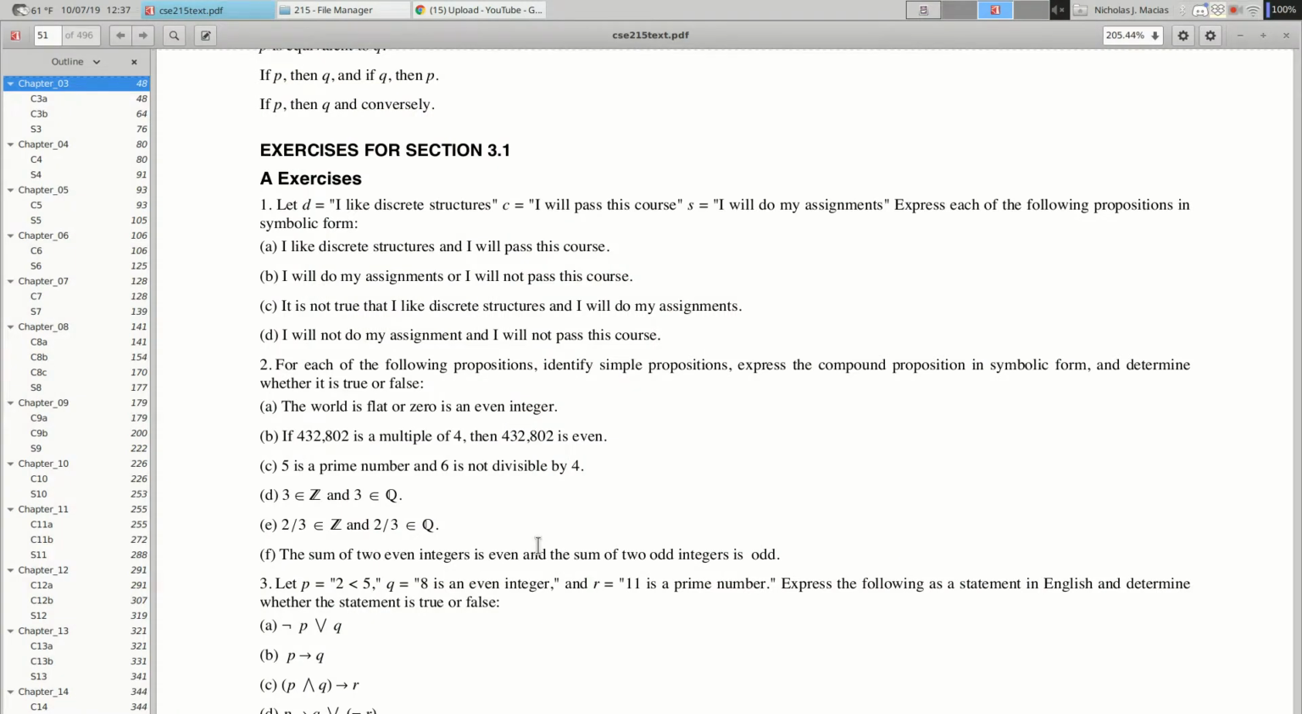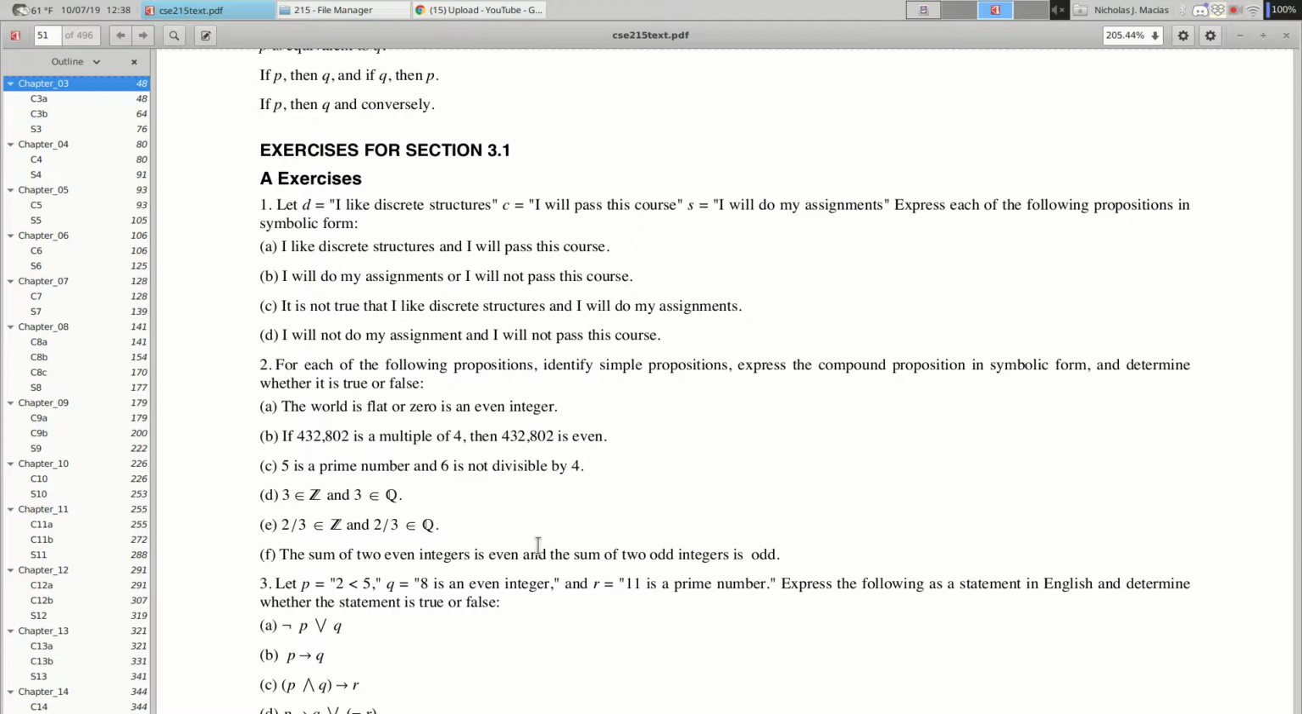So the homework came from a few sections. 1.5, which was on summations and products, we talked about last week when you turned in your homework. Let me talk about some of the stuff from section 3. In particular, question 1. This is something that you're going to see on the quiz on Wednesday. So look at question 2, for example. It says, for each of the following propositions, identify simple propositions, express the compound proposition, that's the statement, in symbolic form and determine whether it's true or false.